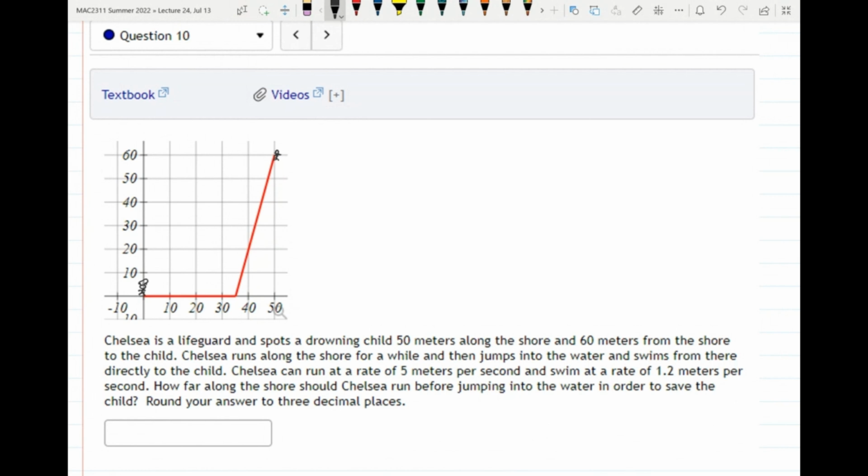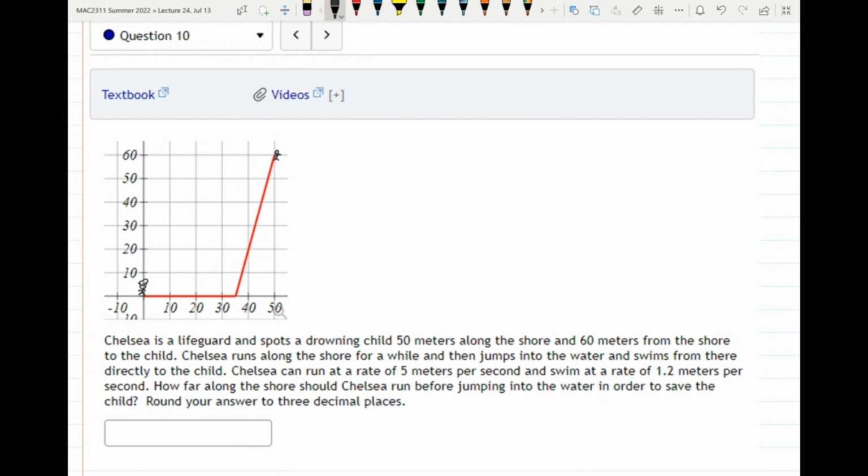Now, they say that the drowning child is 50 meters along the shore. So that means, if you go along this way, it's going to be 50 meters and then 60 meters from the shore. So this is 60, and you can see the coordinates, but that's what that sentence is telling us. Chelsea runs along the shore for a while and then jumps into the water and swims from there directly to the child. So here the picture is telling you, Chelsea runs up to here, jumps into the water, and then swims to the child. At some point, she needs to jump into the water. Do you understand this?